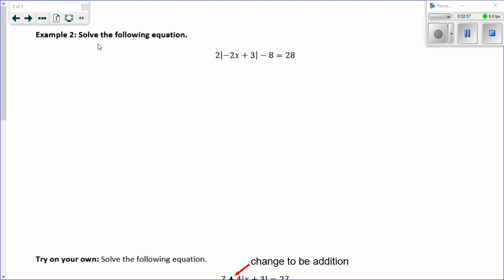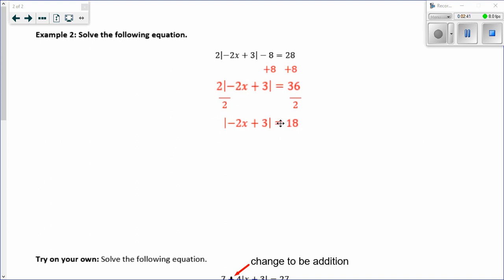Example 2, solve the following equation. This guy has a lot of things happening to the absolute value. We got 2 times the absolute value of -2x plus 3, minus 8, equals 28. We are going to get this absolute value by itself first. Just like SADMAG says, we are going to undo the addition or subtraction to the absolute value first. So I'm going to add 8 to both sides. So now I have 2 times the absolute value of -2x plus 3 equals 36. Now I can divide everything by 2 to get the absolute value by itself. So the absolute value of -2x plus 3 equals 18.